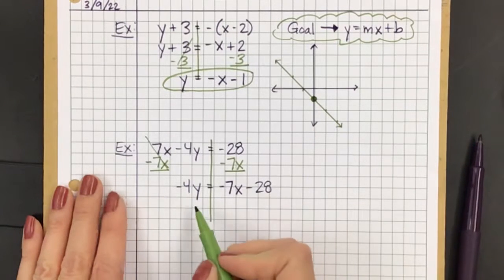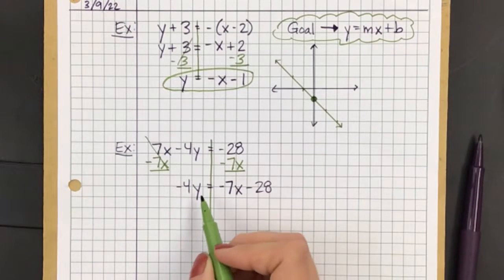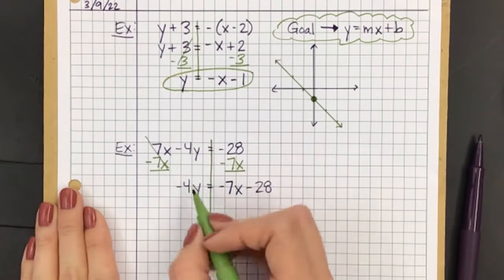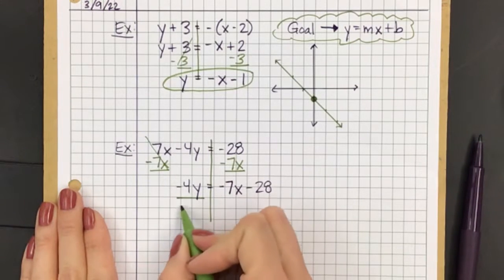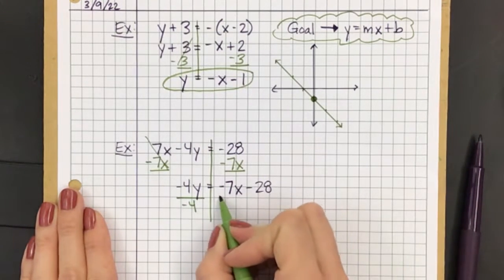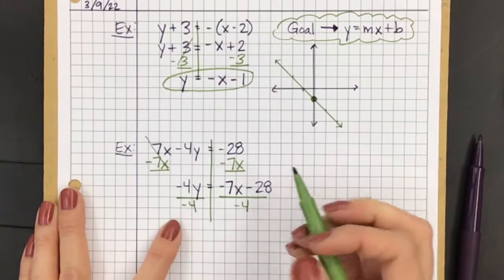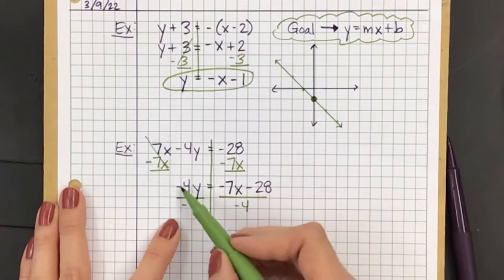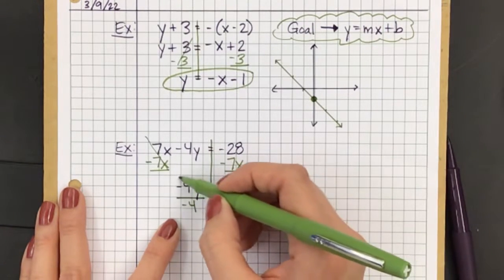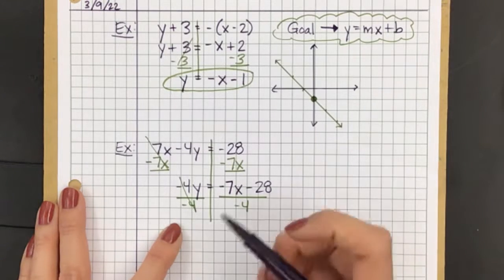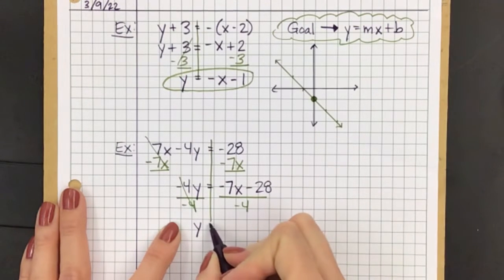Now I still have one last thing with my y. So I'm going to undo that multiplication by dividing both sides by -4. So -4 divided by -4 cancels out. That's just 1, so you're left with y.